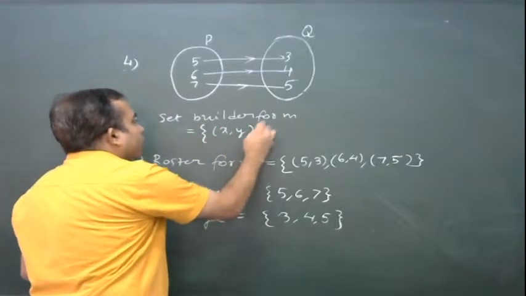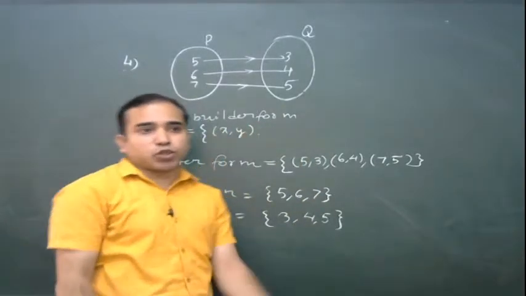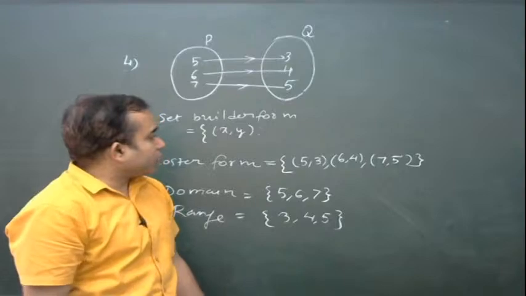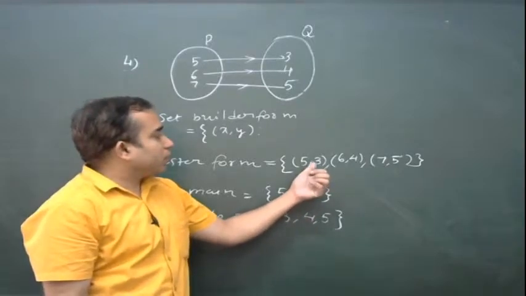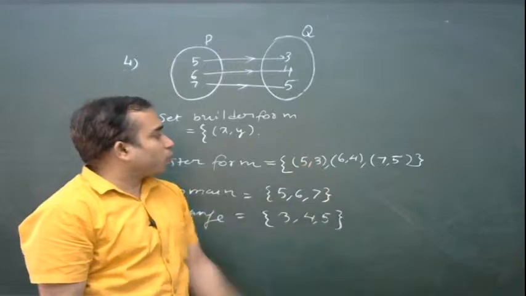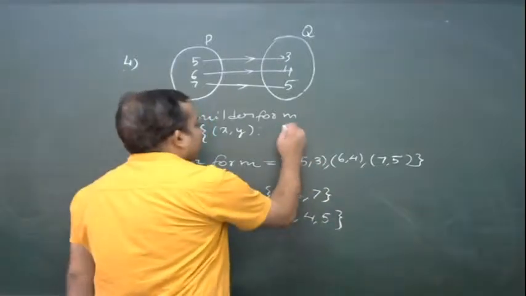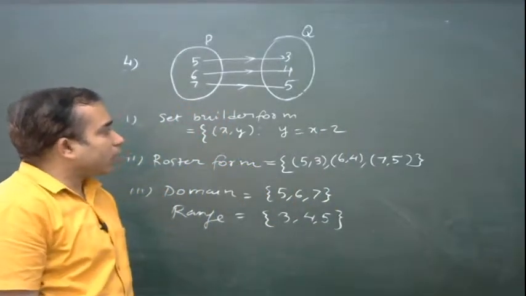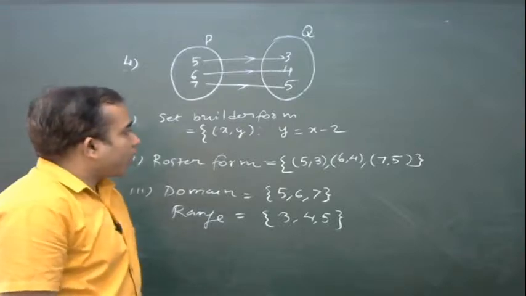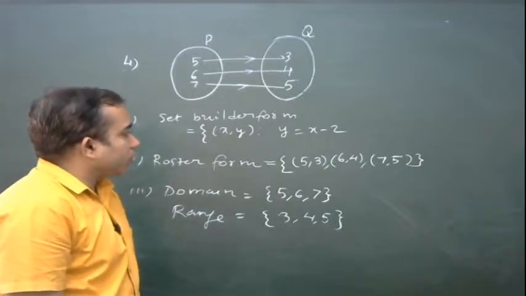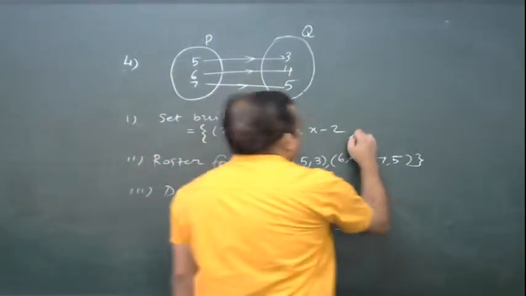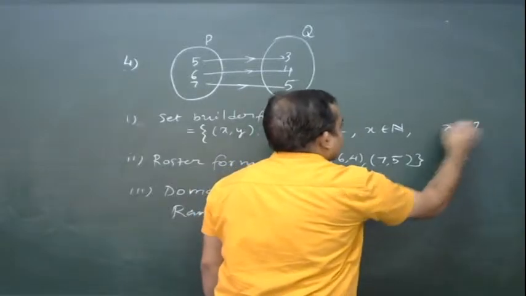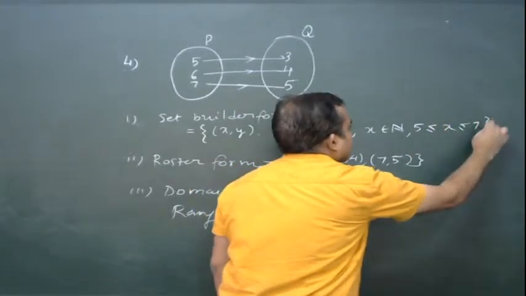The set builder form means I have to write in words some definition, which is a common relation in these ordered pairs. So, if I see 5 and 3, the difference is that the second one is first minus 2. Shall I write y equals x minus 2, but I should put a restriction on x, where x is a natural number between 5 and 7: x belongs to naturals and x is less than or equal to 7, greater than or equal to 5. I think this should work.